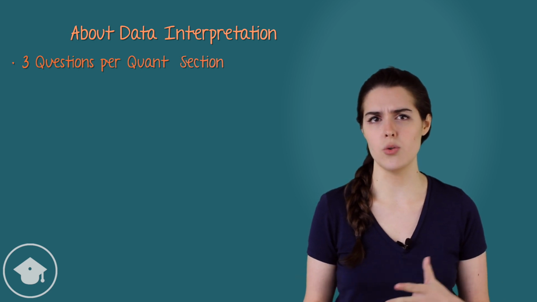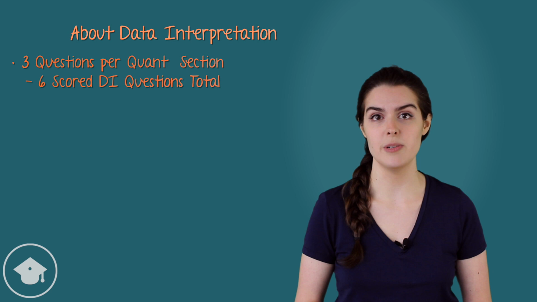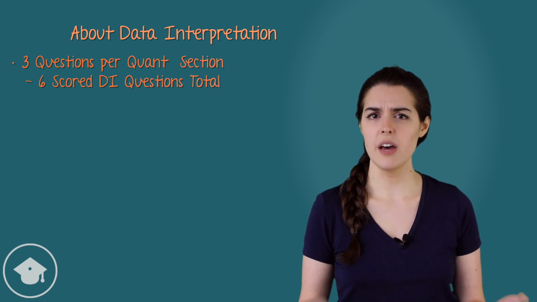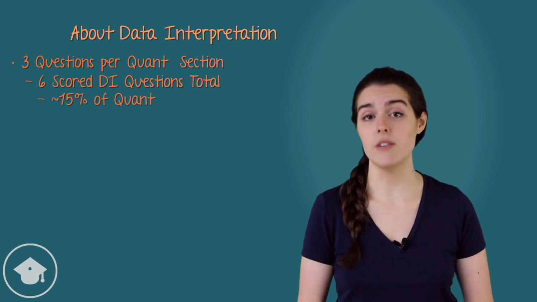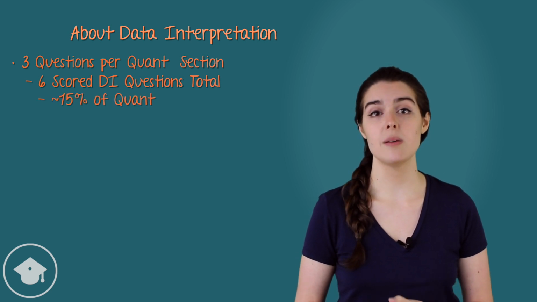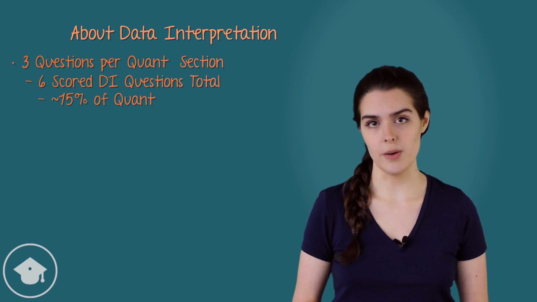Since there are 2 scored quant sections on any given exam, this gives us 6 scored data interpretation questions on the exam. Out of 40 quant questions, that's not insignificant. That's about 15% of all quant questions. So this means that mastering our data interpretation strategy is going to be critical to our GRE score.